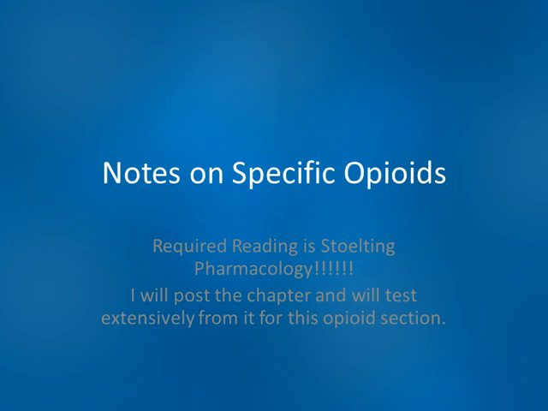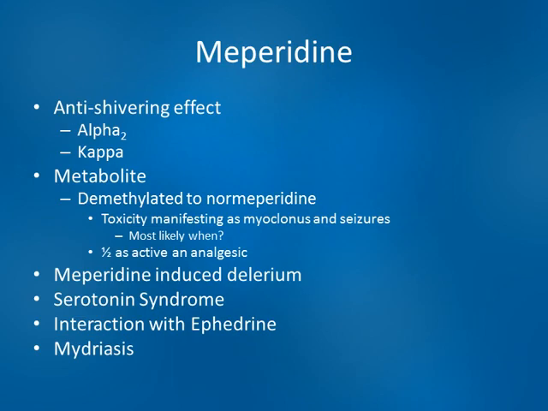Now, I tried to pull up the high points of Stoelting. It's not going to be word for word, but if you have questions on certain things, this is directly coming out of the opioid chapter. All right, let's start with the devil. Demerol, meperidine. What do we know about it? Well, we remember that one of its bad things is neurotoxicity.